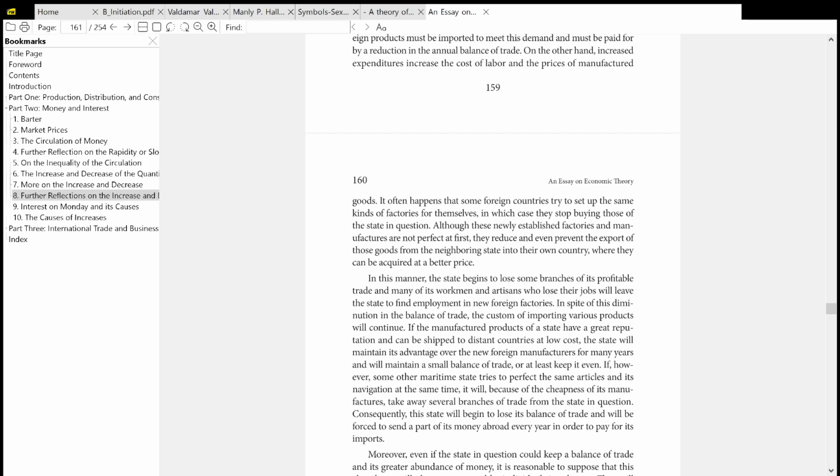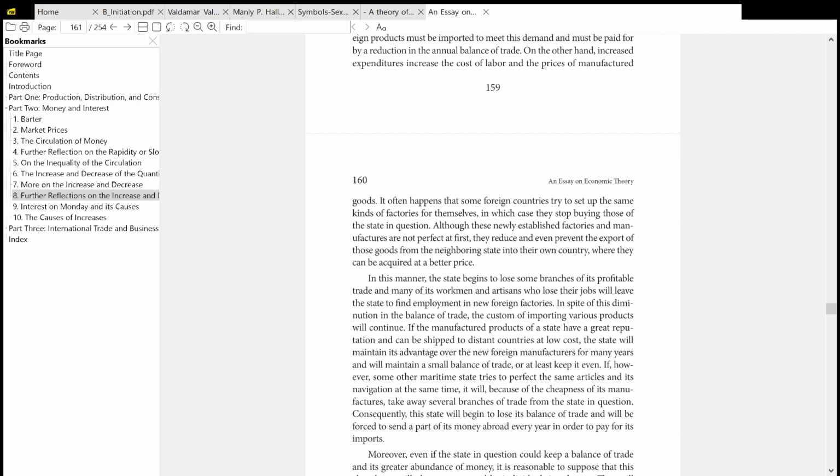In spite of this diminution of the balance of trade, the custom of importing various products will continue. If the manufactured products of a state have a great reputation, they can be shipped to distant countries at low cost, and the state will maintain its advantage over the new foreign manufacturers for many years and will maintain a small balance of trade, or at least keep it even.